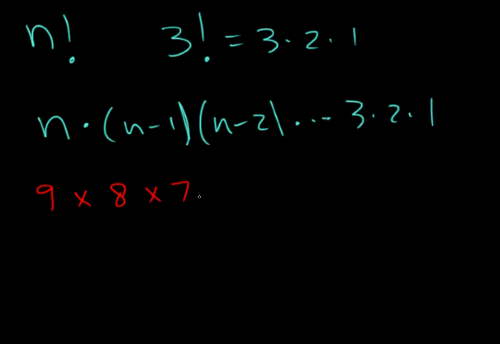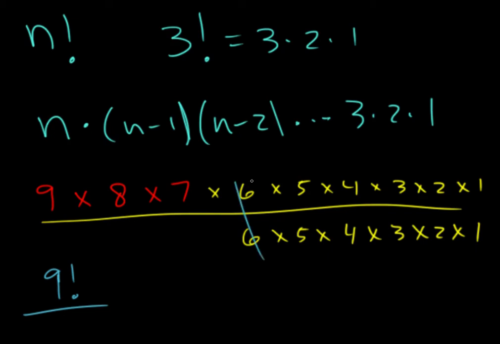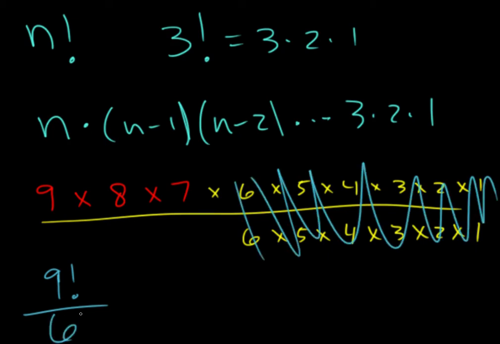Alright, so now they give us 9 times 8 times 7, and they want us to write it in factorial form. What's happening here is that on top there must be a factorial that looks like this, but then it's being canceled by something on the bottom. So the top factorial is going to be 9 factorial. The bottom factorial is canceling all this stuff, so that's 6 factorial. So it's 9 factorial over 6 factorial.